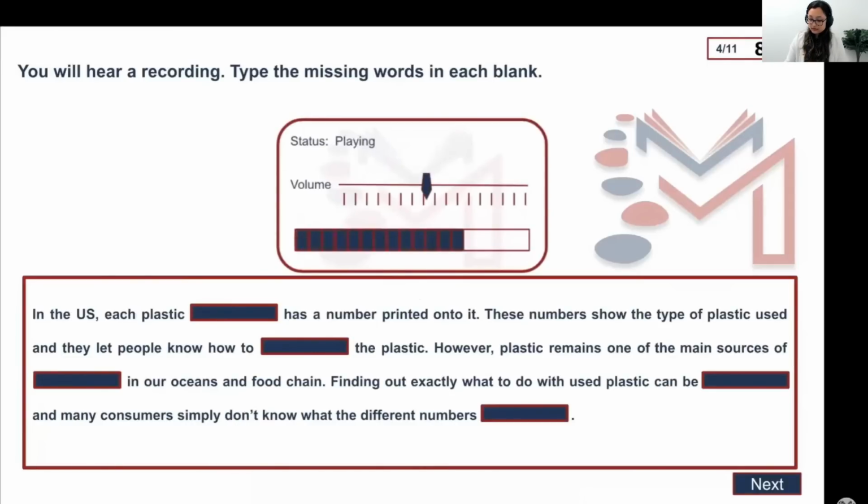In the US, each plastic container has a number printed onto it. These numbers show the type of plastic used, and they let people know how to recycle the plastic. However, plastic remains one of the main sources of pollution in our oceans and food chain. Finding out exactly what to do with used plastic can be difficult, and many consumers simply don't know what the different numbers indicate.